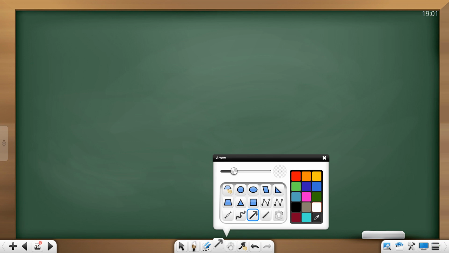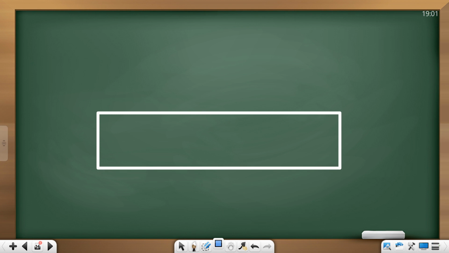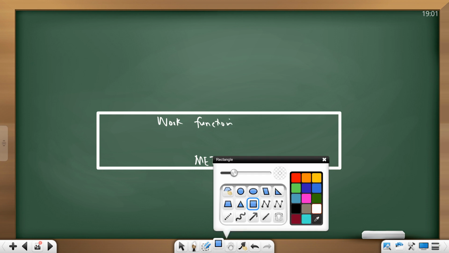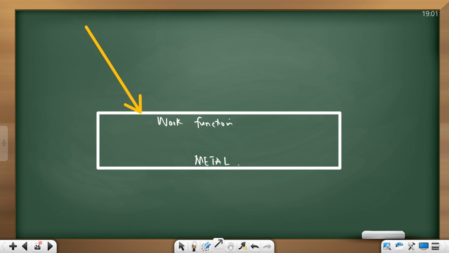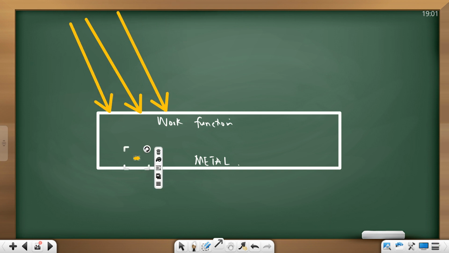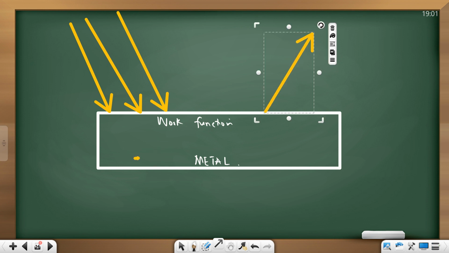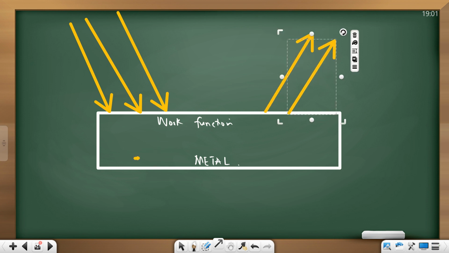Okay. This is what I'm talking about. If I want to summarize everything I've done here, I have a metal. And what do I have in this metal? I have my work function. What do we have shining on this? Photons, right? I'm sure you know this diagram now. So we have light shining, and what do we have leaving? We have electrons.